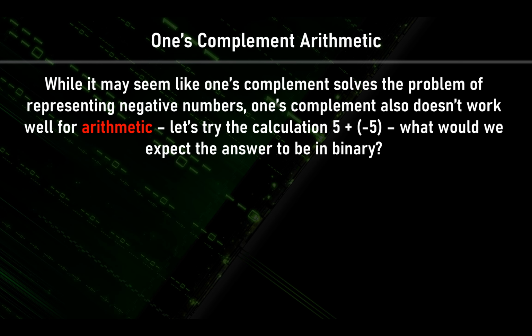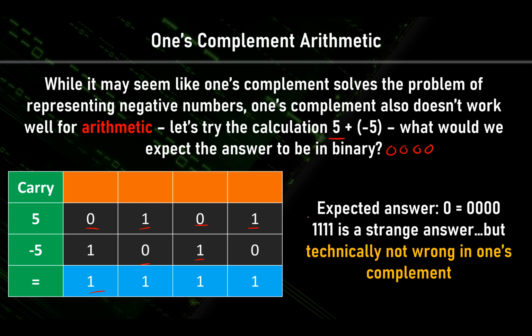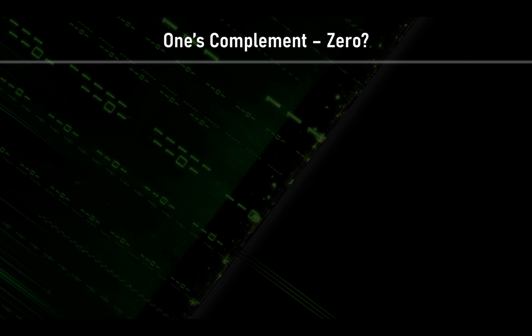While it might seem that 1's complement solves the problem, we're going to have the same problem. If we try, let's say, 5 plus negative 5, of course this should equal 0, or 4 zeros like this. But if we do the same addition, 1 plus 0 is 1, 0 plus 1 is 1, 1 plus 0 is 1, and 0 plus 1 is also 1. So the expected answer, of course, is 0. It seems like a strange answer, although in 1's complement this is technically not actually wrong, I guess for this particular sum.